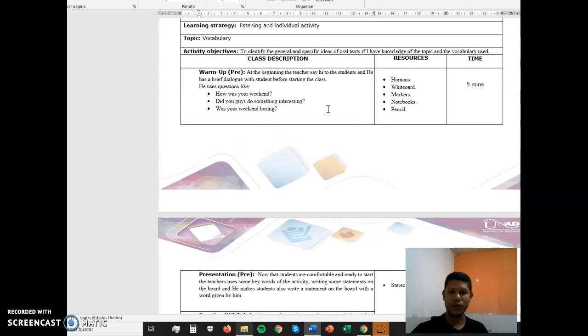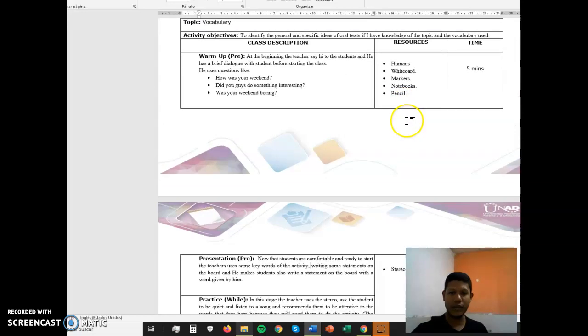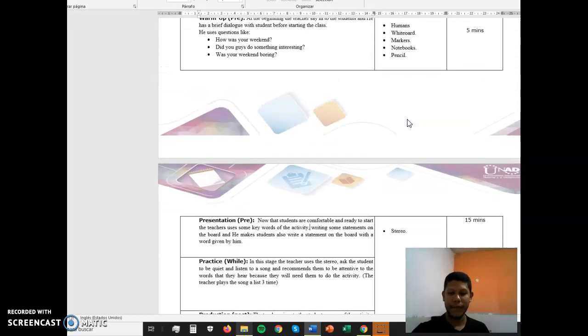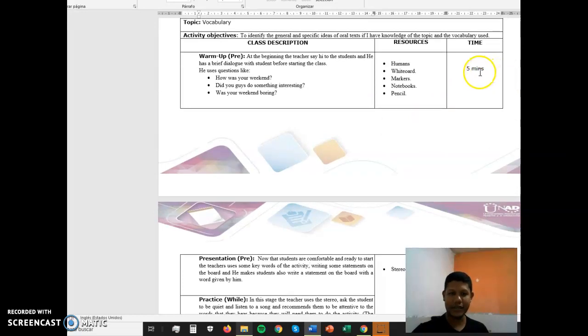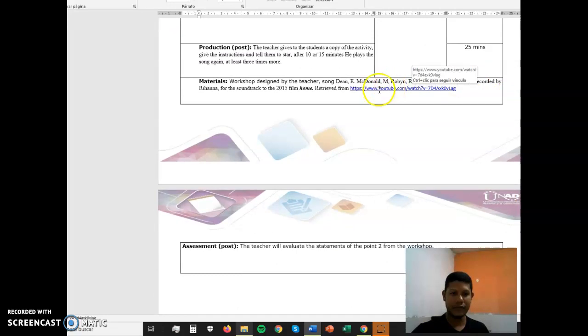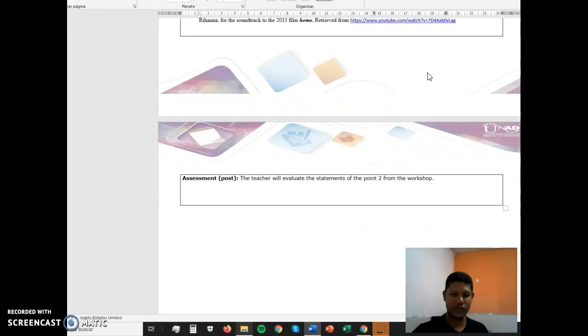Okay, the resources for this activity will be humans, whiteboard, markers, notebook, pencil, and also the stereo to play the song. And we have here the time that each stage will take. The material will be the worksheet designed by the teacher and also the song we have here. We can link it here on YouTube.